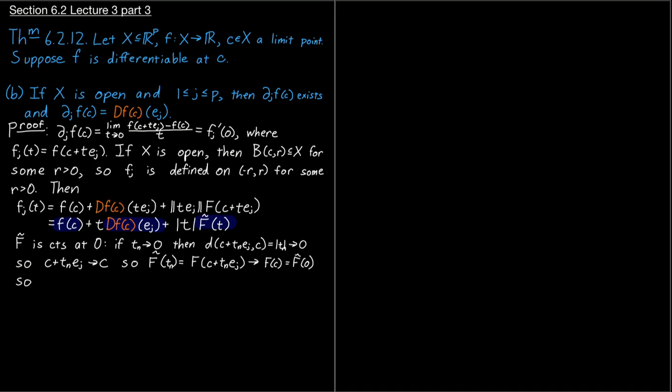So now we've got that fj satisfies all the conditions of proposition 2.2.9, which is the one saying that our new weird definition of derivative just coincides with the old definition of derivative we know and love from chapter 2. fj is differentiable at 0, and what it equals is df of c of ej.